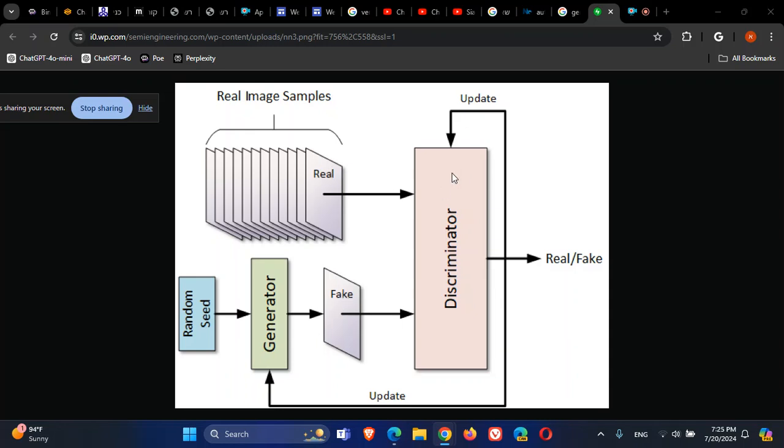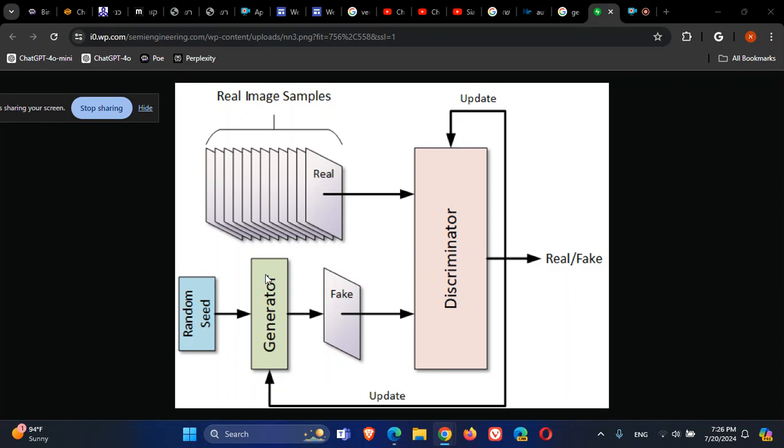Then we go back to the discriminator. Now we are saying those are fake images, those are real images. The updated images that the generator made, now you know that they are fake. Train on this and learn how to discriminate between real and fake. Train on this, so the discriminator becomes better.